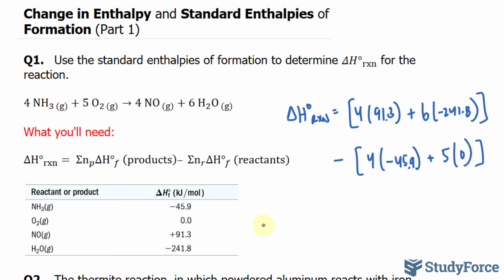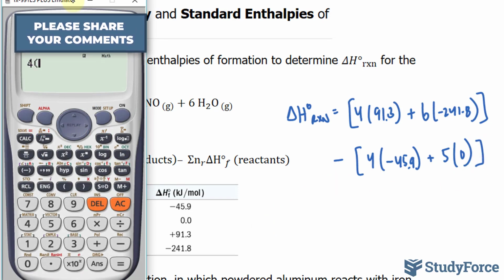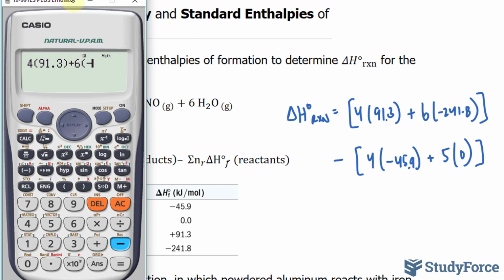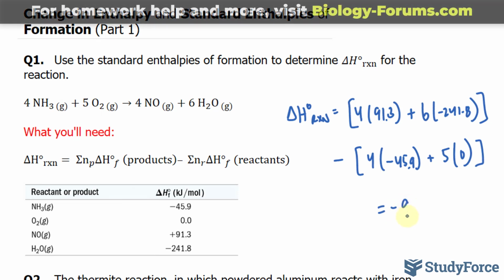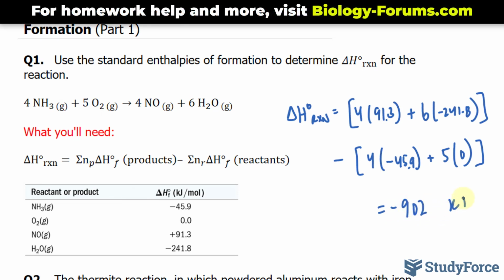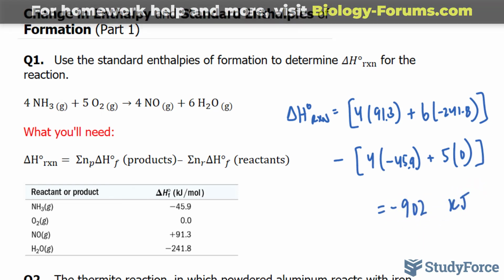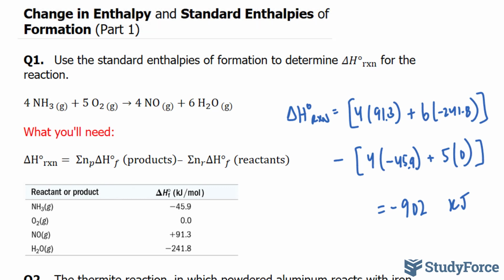We can use our calculator to do this. We have 4 times 91.3 plus 6 times negative 241.8. That's the answer to the first part, minus 4 times negative 45.9, close bracket. We don't need to worry about this. It's equal to 0. And this gives us negative 902 kilojoules.